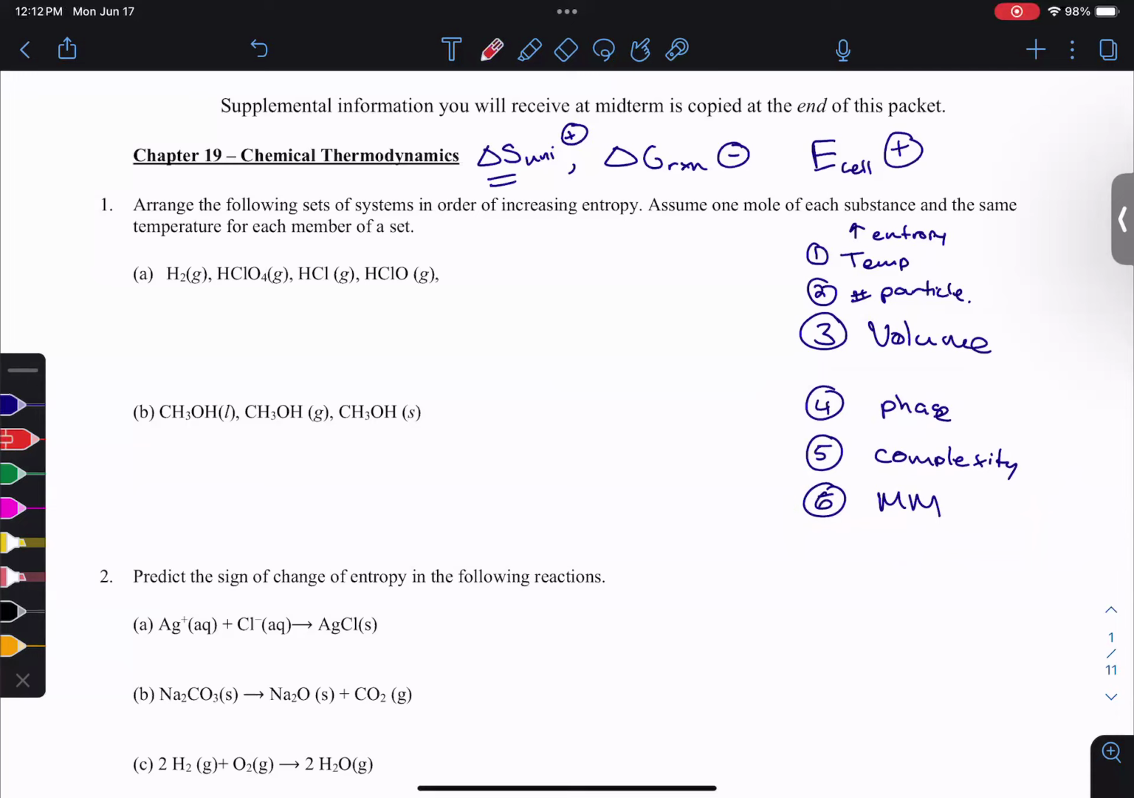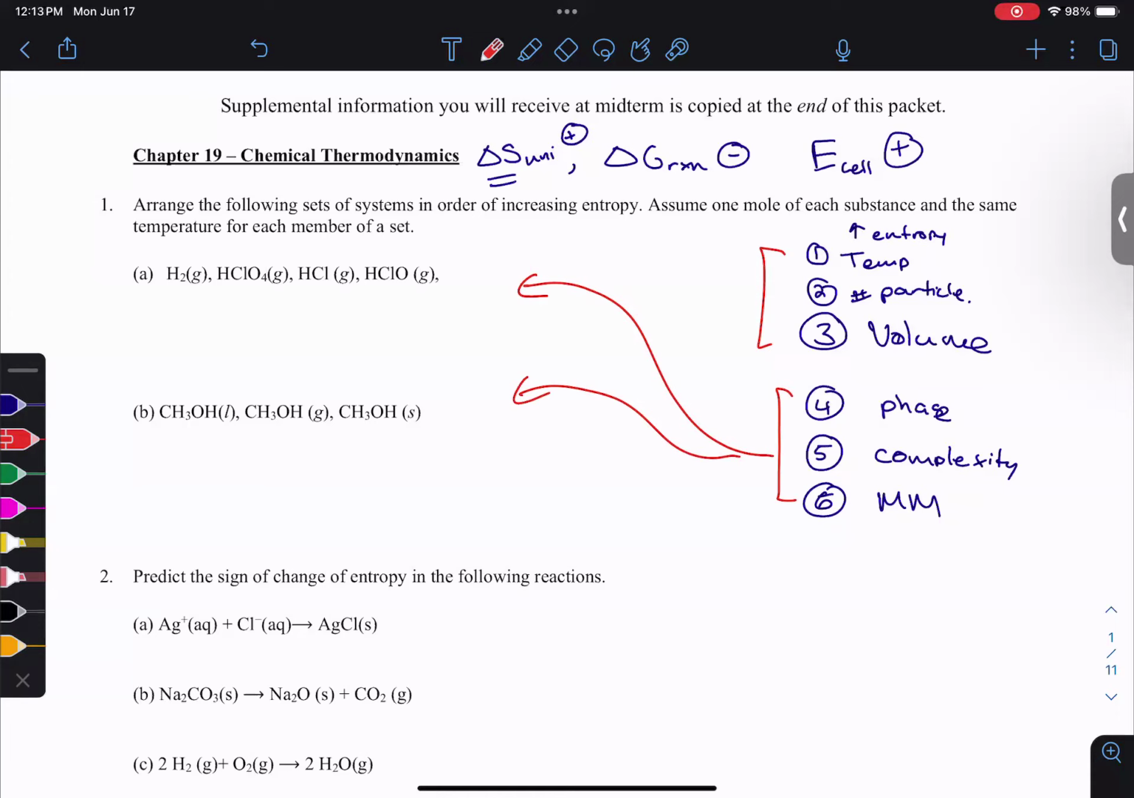So basically for these examples, we're assuming temperature, number of particles, and volume are the same. I'm just telling you substances, like helium gas or hydrogen gas. We're assuming all of those factors are constant. So really what we're looking at are the last three factors. How are the phases different? How are the complexities different? How are the molar masses different?